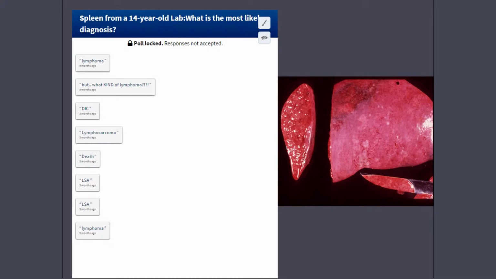You can also do free entry, as in this clinical vignette of a 14-year-old lab, which this is a spleen, by the way, and what's the most likely diagnosis. And then these scroll up in real time as they're entering, and I can go back and assess whether or not they're getting it.